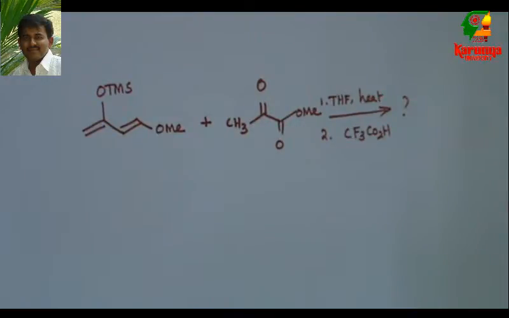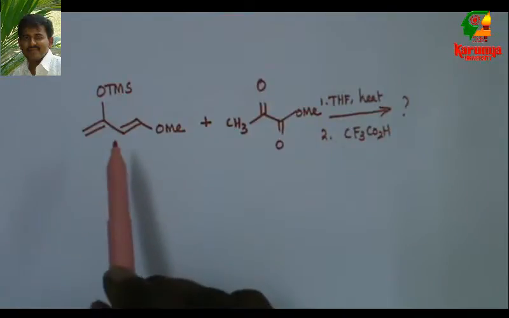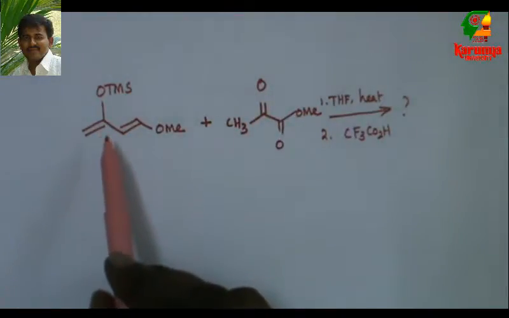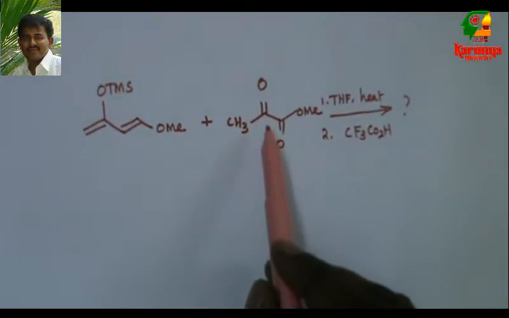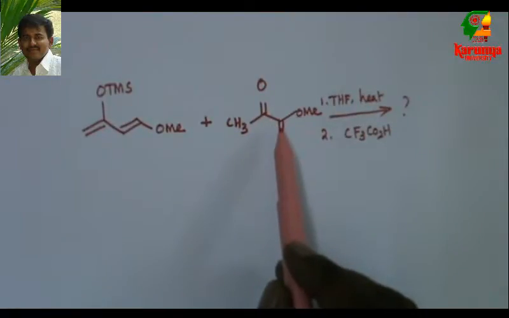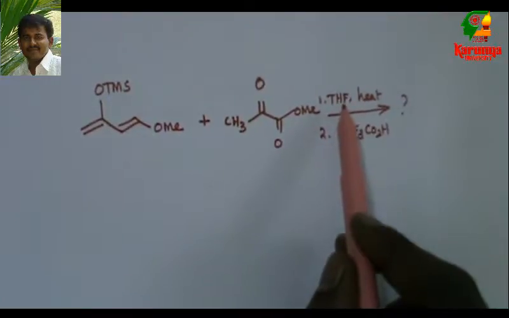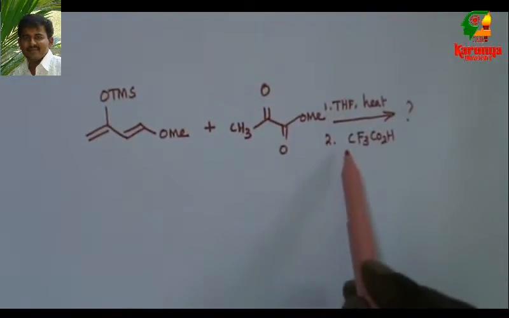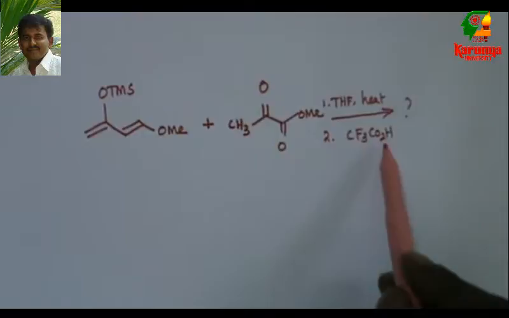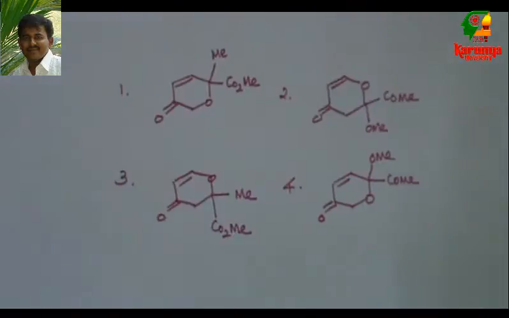Today I am going to solve a problem on hetero Diels-Alder reaction. You can find this problem in CSIR NET exam 2015 December. Here is the problem. When this diene is treated with this alpha keto ester, methyl pyruvate, in THF, followed by treating with trifluoroacetic acid, what is the product?